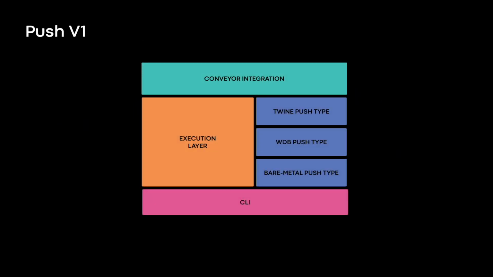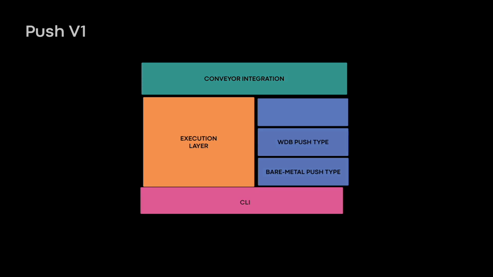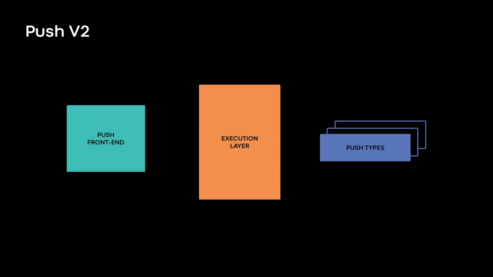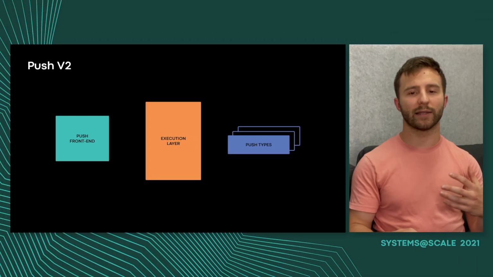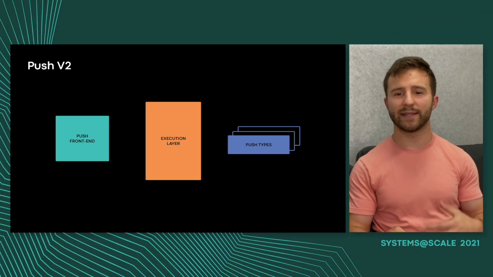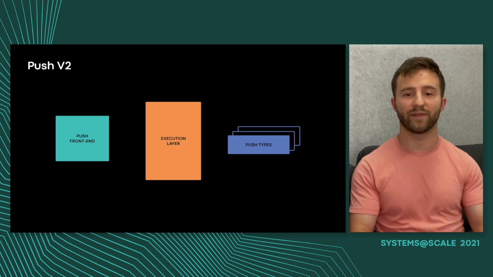Next, our system needed to be easy to monitor and reason about, so we split it up. Now, without going too much into detail, the original push code base consisted of an integration with Conveyor, an execution layer, and various push type libraries, as well as an integration with our command line tool. But in our new system, we would have a front-end service capable of handling the details of starting and stopping pushes, an execution layer for handling the end-to-end lifecycle of each push, and multiple independent push type microservices capable of handling the smaller details, like sending updates and running health checks on each type of service at Facebook.